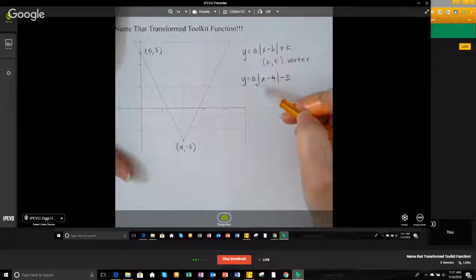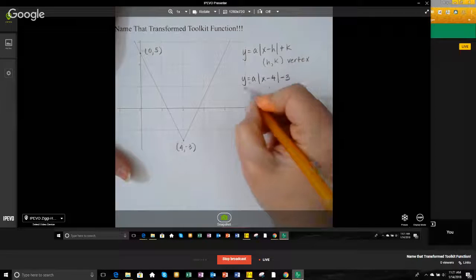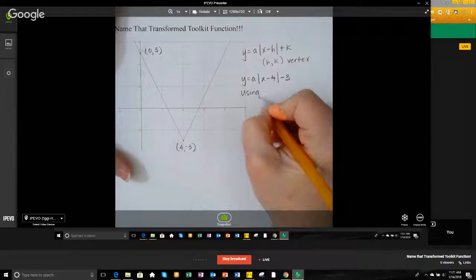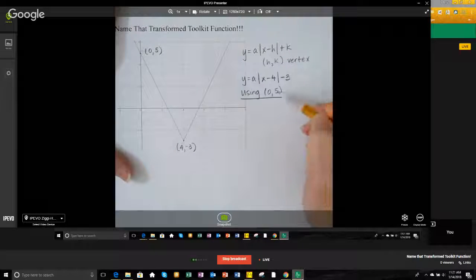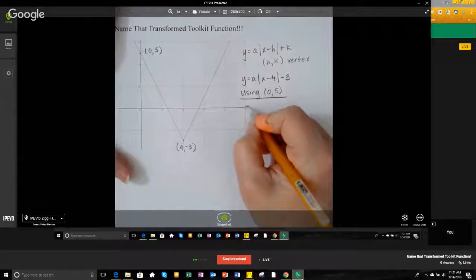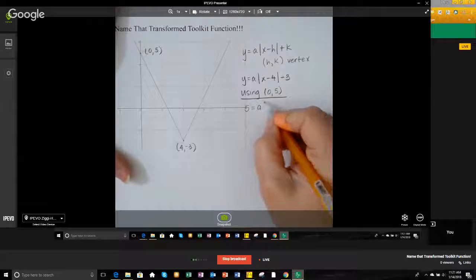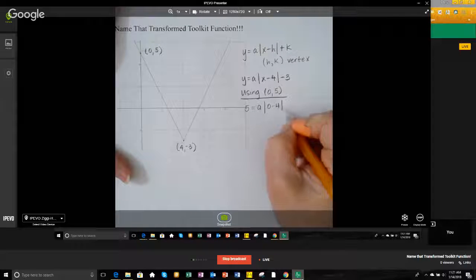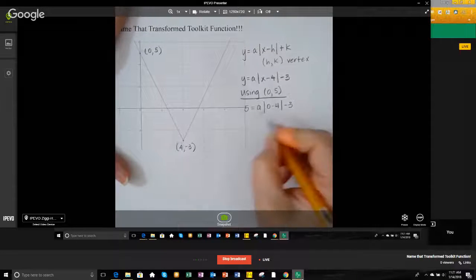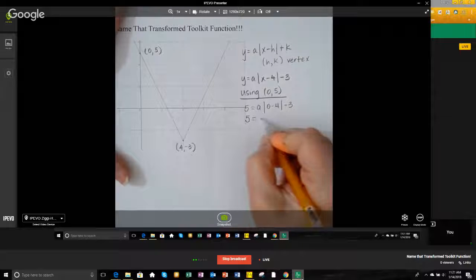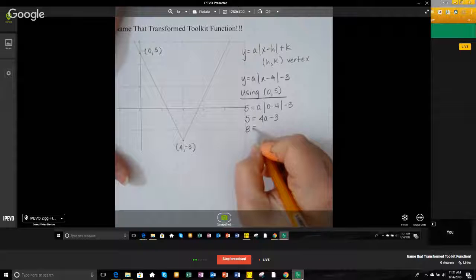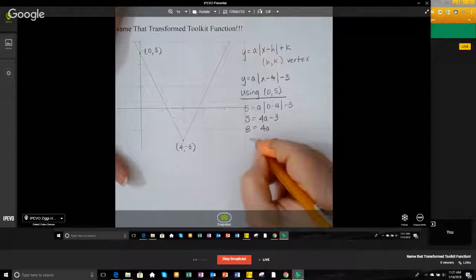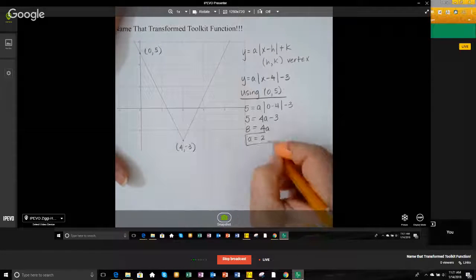And now we need to solve for the stretch factor, which is a. So we can say using the point (0, 5), we put this in for the x, 0, and y is 5, so we plug that in. So we can say 5 equals a times the absolute value of 0 minus 4, minus 3, and that'll give us an equation 5 equals 4a minus 3. Adding 3 to both sides, we get 8 equals 4a, and a will equal 2.